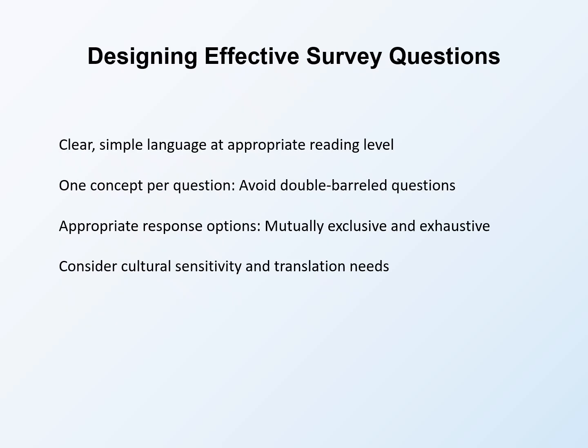Good digital data collection starts with good questions. Use clear, simple language at an appropriate reading level. Avoid jargon. If your respondents include people with limited literacy, test whether they understand your questions. One concept per question. Avoid double-barreled questions like, do you exercise and eat healthy? Someone who exercises but doesn't eat healthy can't answer accurately.